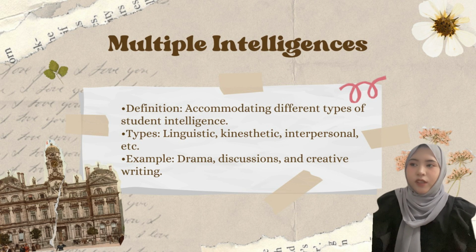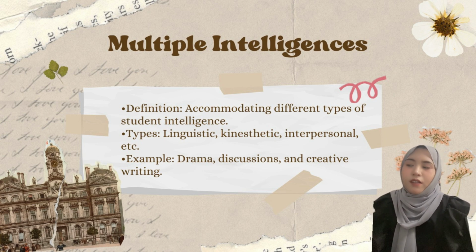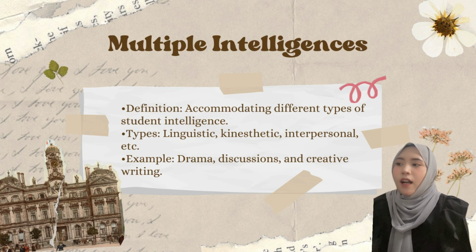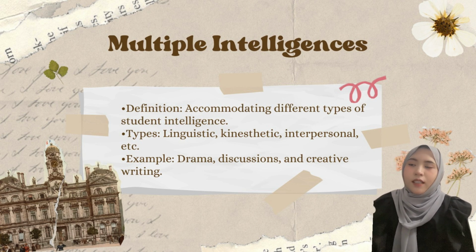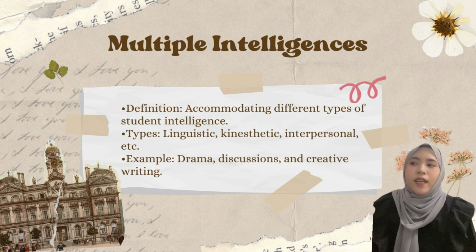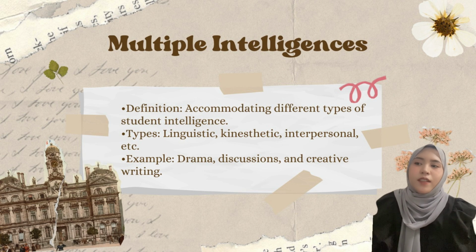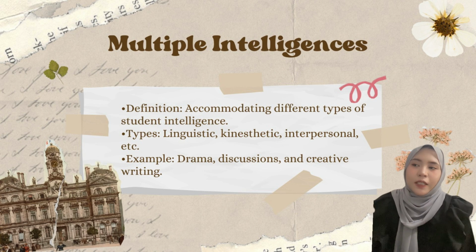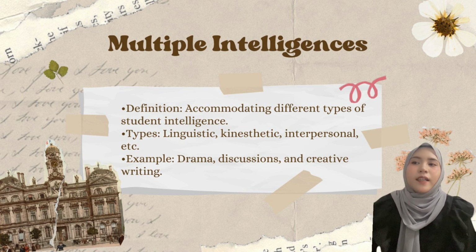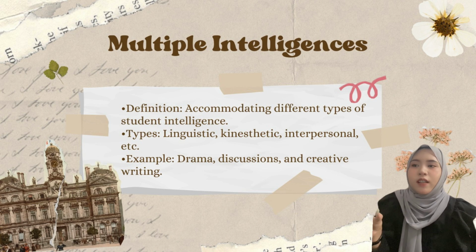Okay, next slide. Multiple intelligence, or MI. The definition of multiple intelligence is accommodating different types of student intelligence. According to Howard Gardner's MI theory, individuals possess different types of intelligence such as linguistic, logical-mathematical, spatial, kinesthetic, musical, interpersonal, and intrapersonal. In language learning, this theory encourages teachers to use diverse strategies that cater to various student strengths.